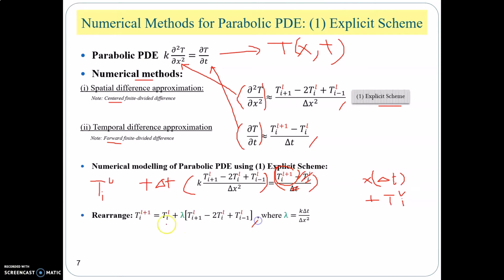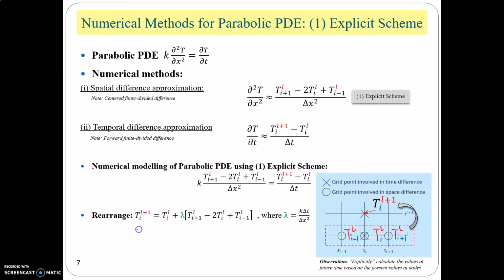So this is the equation after you rearrange it. Delta t multiplied by k divided by delta x squared is equal to lambda here. This equation is the numerical modeling result of the parabolic PDE, where we can use this equation to find the T_i^(l+1), which is located here. And to find this, we need the T_i^l, which is located here, T_(i+1)^l, which is located here, and lastly, T_(i-1)^l, which is located here.